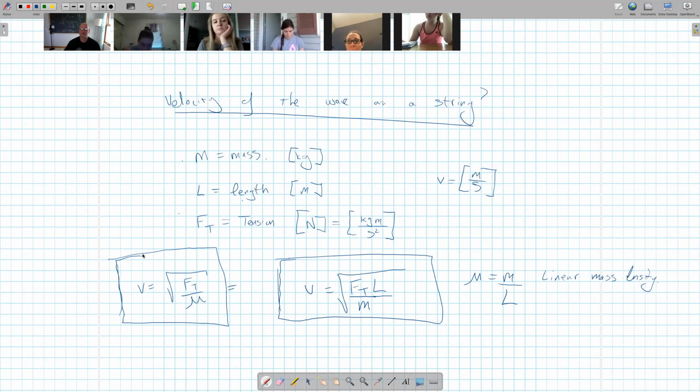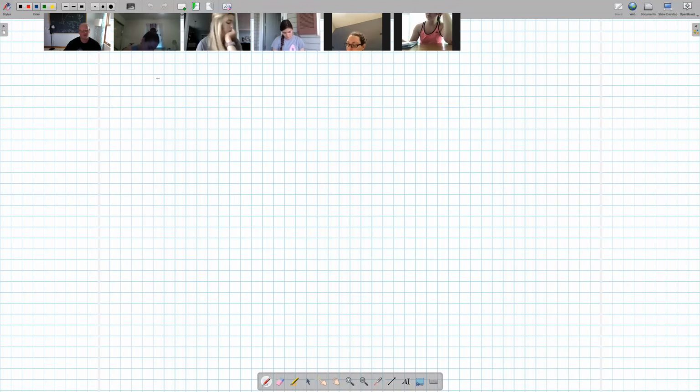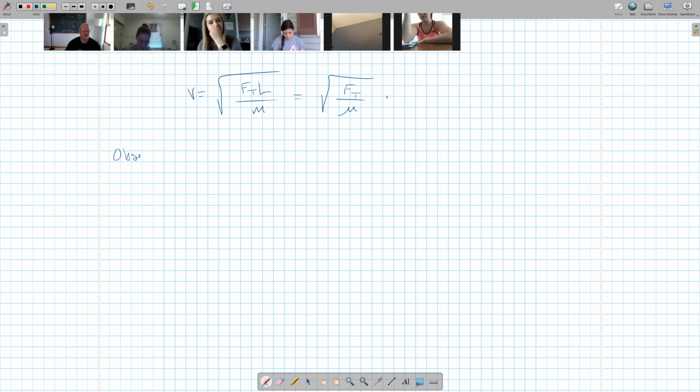Always okay? So let me write that on this page. We know the velocity is equal to the square root of the tension times the length divided by the mass, which is the same thing as the square root of the tension divided by the linear mass density. Now, let's make some observations of this. Let's talk about this a little bit. Observations.